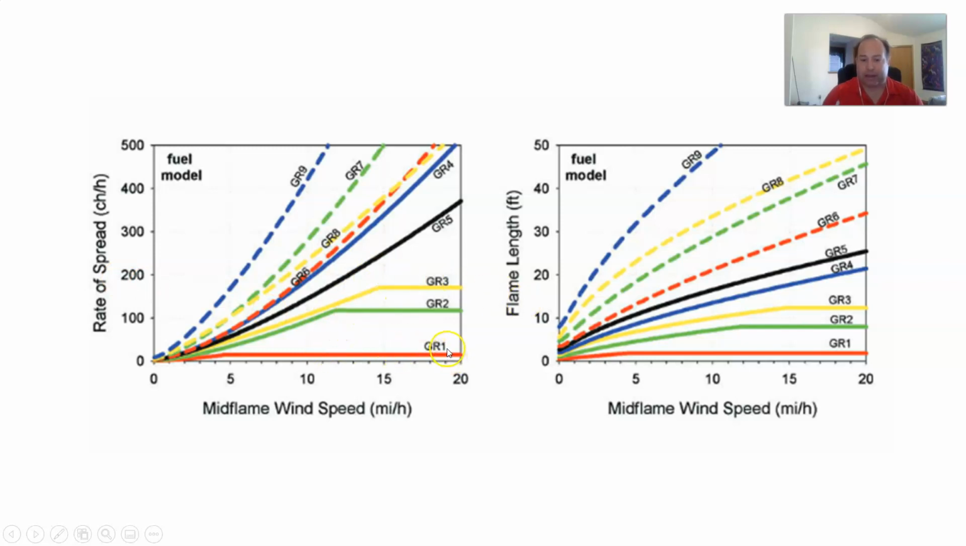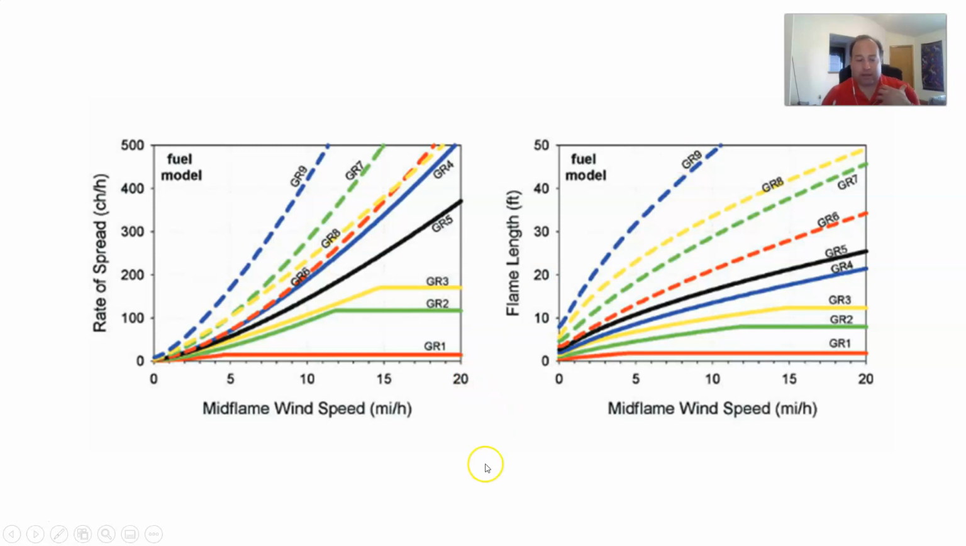So here's the graph with rate of spread and flame length. And so you can kind of see, all right, if I'm in GR1 or GR2 or GR7, what should I expect if the wind speed picks up? In terms of flame lengths, what should I expect if the wind picks up? Even if you're in GR1, because it's short grass, no big deal whether the wind's blowing fast or not as much. Whereas if you're in GR9, where you've got tall grass and the wind picks up, that can get really bad.